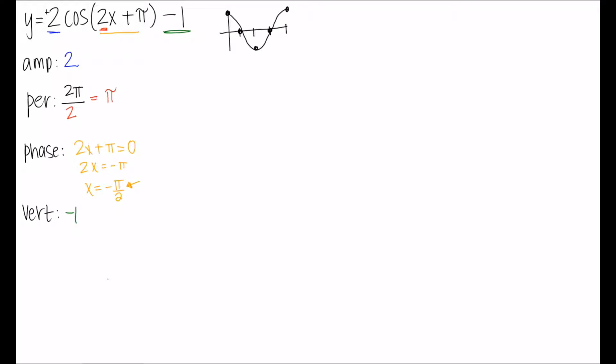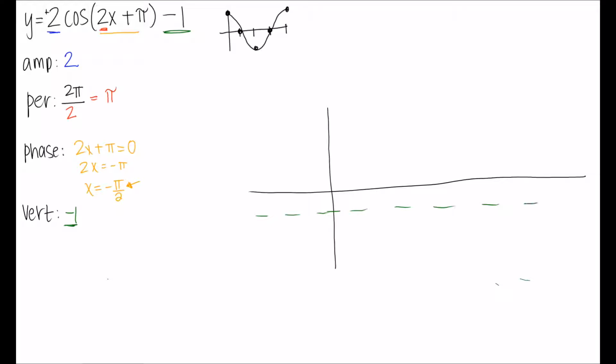Okay, so the next thing we need to do is build our graph. To start that, we're still going to start with the vertical shift. It says down 1, so we go down here to negative 1. We draw our little dotted line. And remember that that dotted line is going to behave like the x-axis from up here. So vertical shifts move the x-axis up or down.